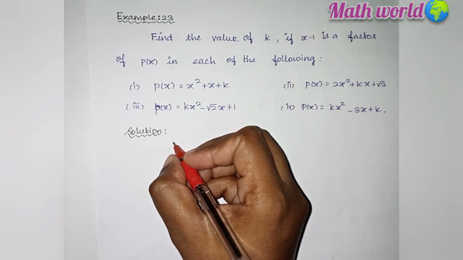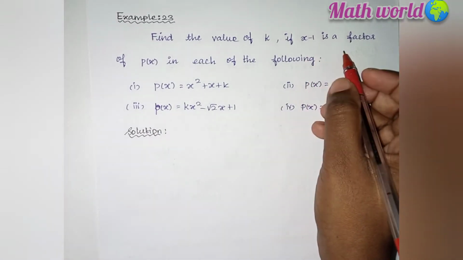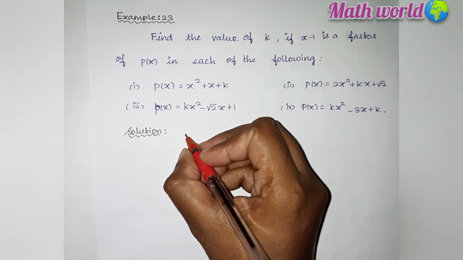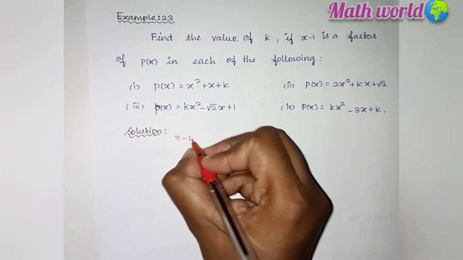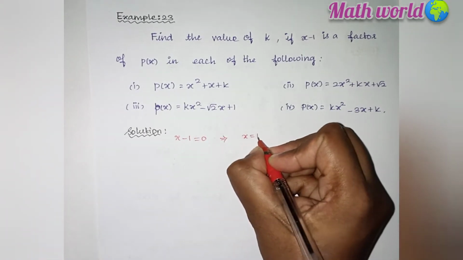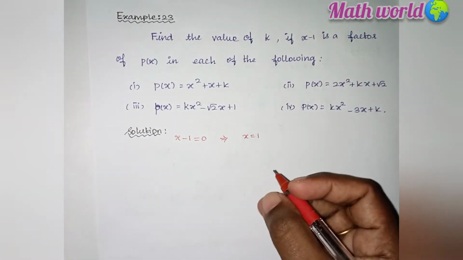Find the value of k if x minus 1 is a factor of p of x in each of the following. So, first we need to take this x minus 1 as a factor in all cases. So, I can assume this given factor as 0. So, x minus 1 is equal to 0. From this, I can find the value of x equal to 1, right? So, I can substitute this x equal to 1 in all cases.